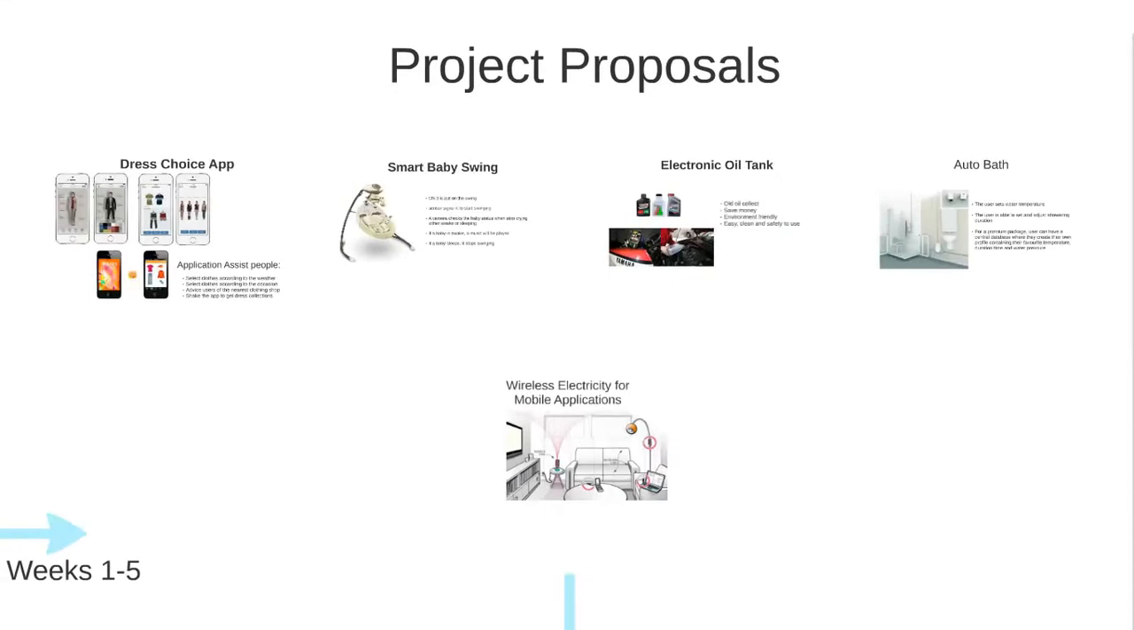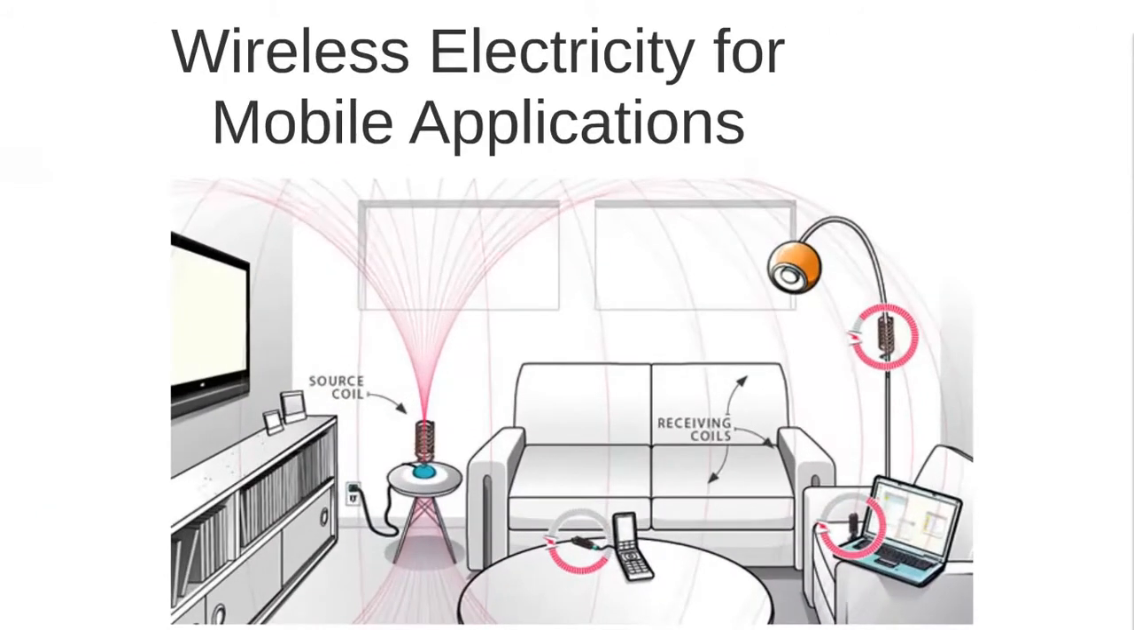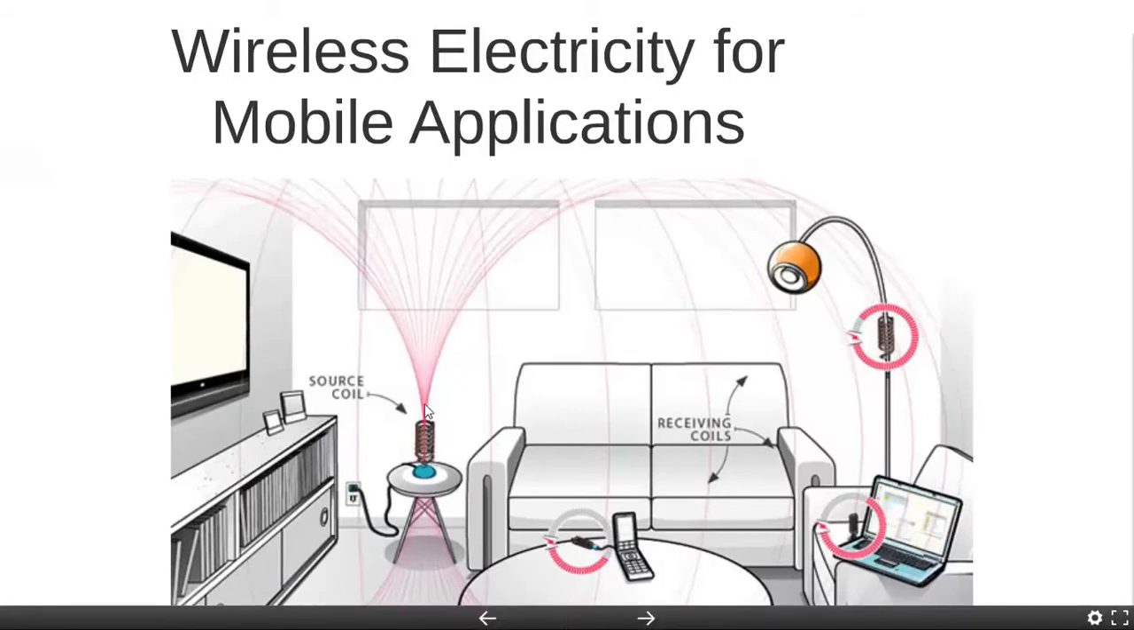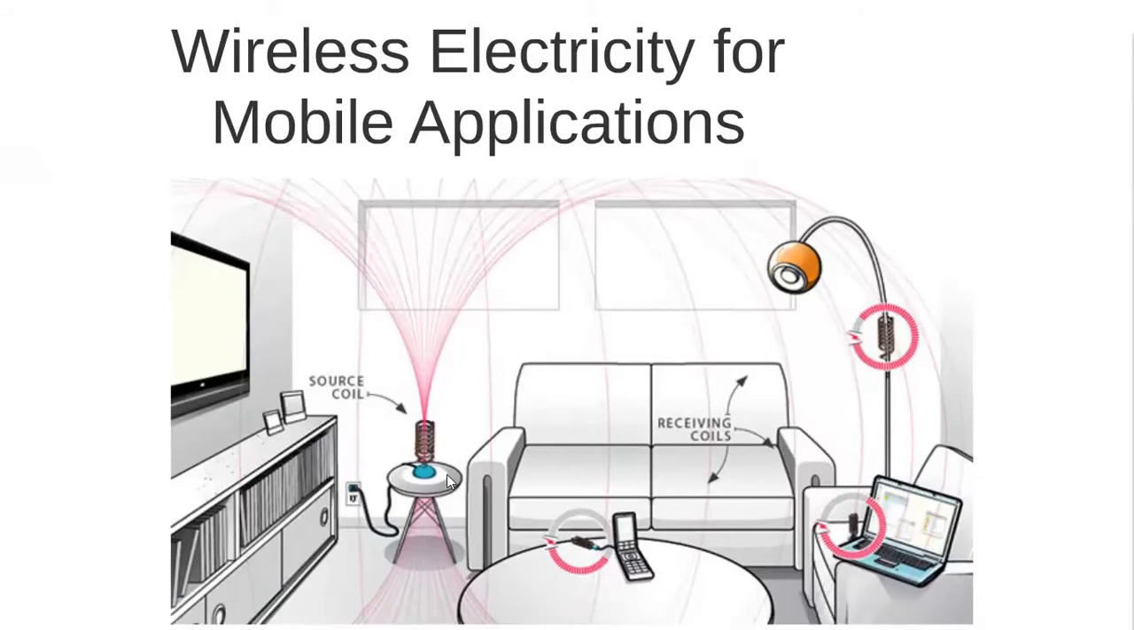From here, we also proposed a project by two of the members, wireless electricity for mobile applications. And basically here we have the idea of wireless electricity. You have a source coil which transmits fluxes all over the place, and then you have the receiving coils, which in this case could be a lamp, laptop, or even a phone, without any wires. So the project need is basically that there is no need to have your laptop charger or your cable with you anytime.